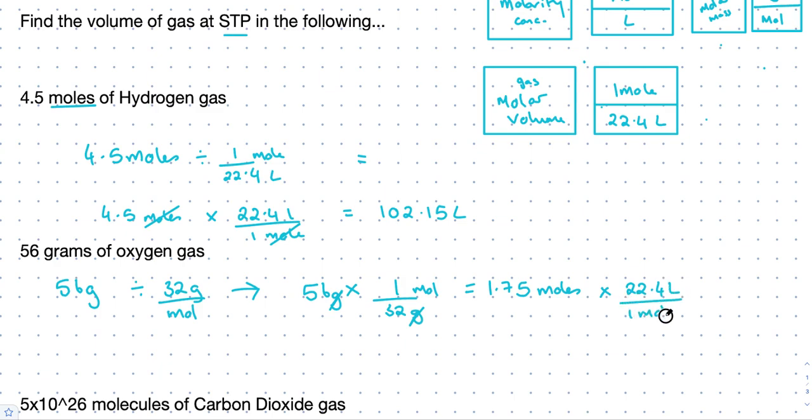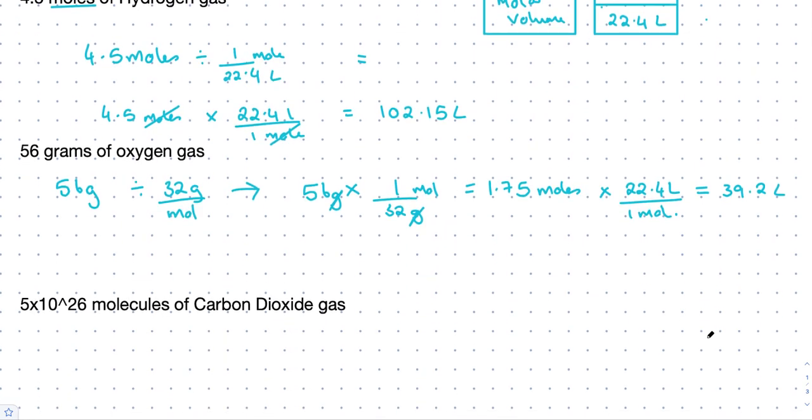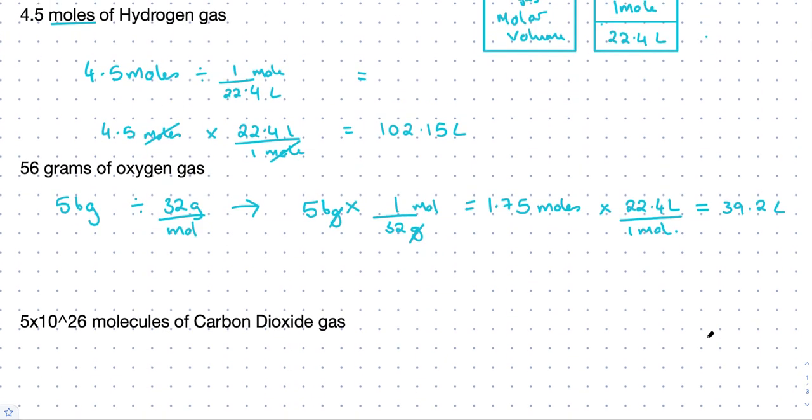So I flipped the card upside down, and this is what I'm going to get. So I'm going to multiply it. And if I do 1.75 by 22.4, I end up with 39.2 litres in that question. So that's that for that question. So we keep going, and the next one is now talking about the number of molecules.